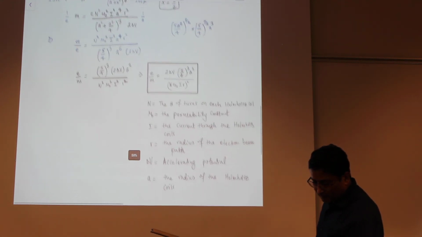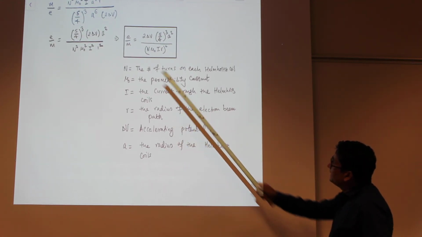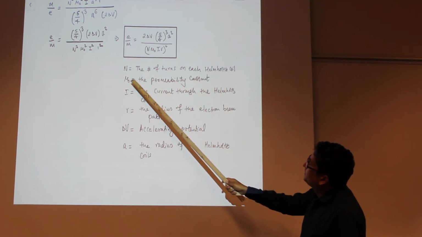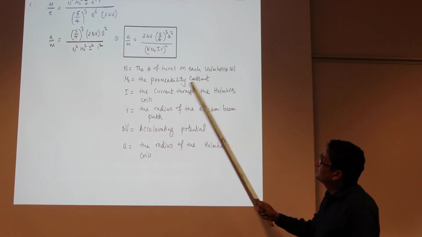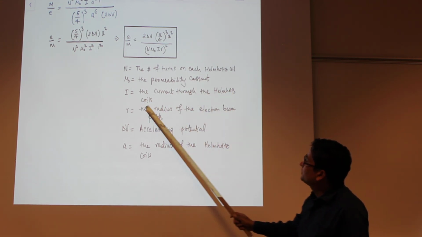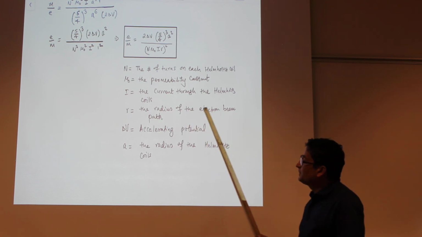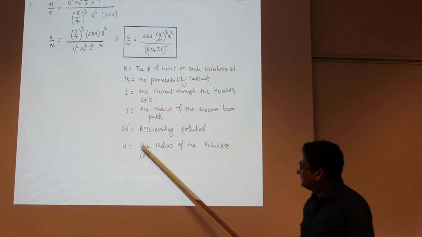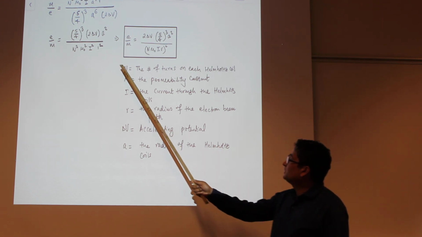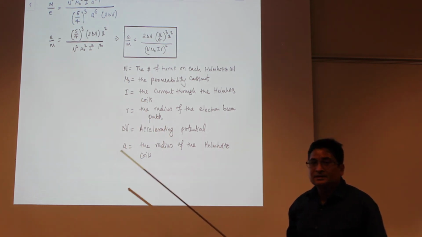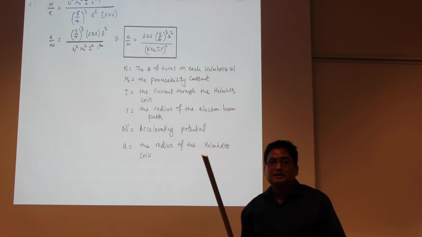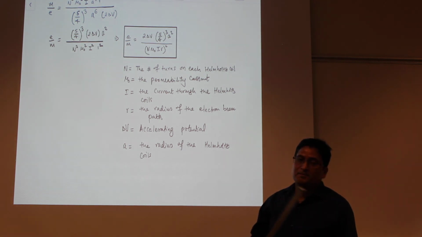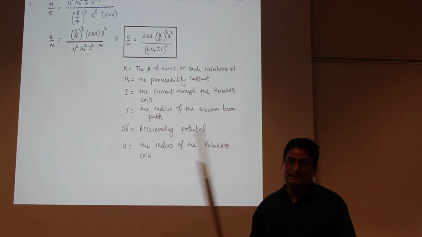Again, n is the number of turns on each Helmholtz coil. Mu naught is the permeability constant. I is the current through the Helmholtz coils. r is the radius of the electron beam. delta V is the acceleration potential applied. And a is the radius of the Helmholtz coils. Once you have all these quantities, you can plug them into this equation and get the ratio of e to m, and then you can compare with the theoretical value. I hope that's going to help. Thank you.